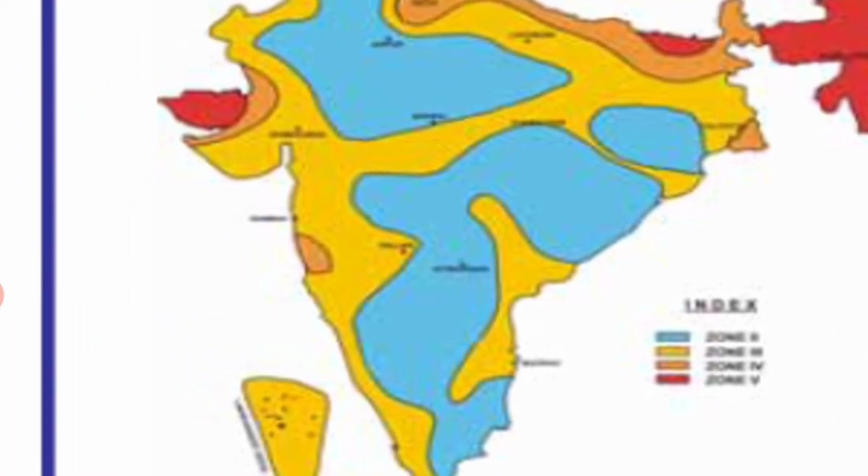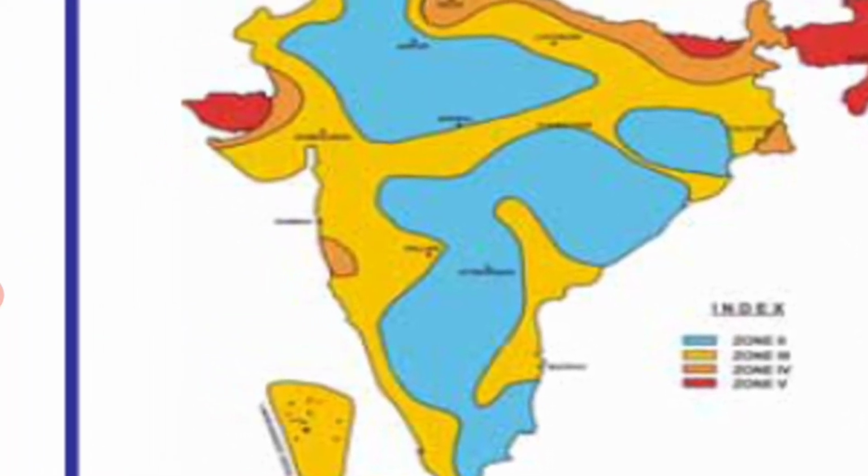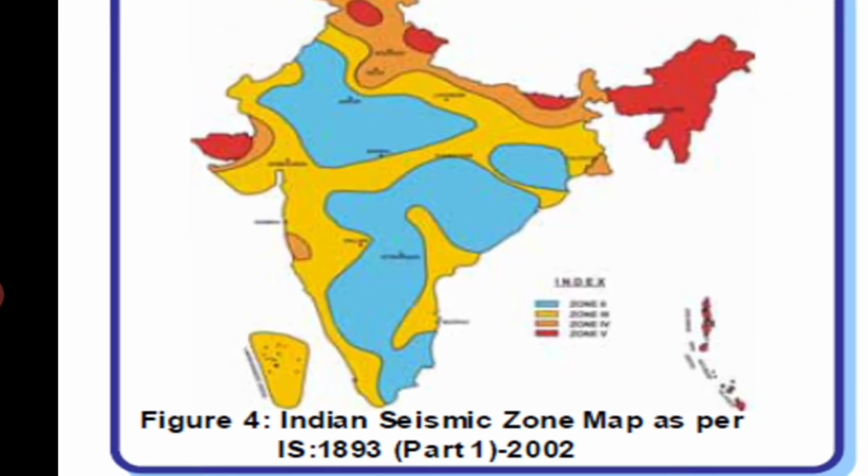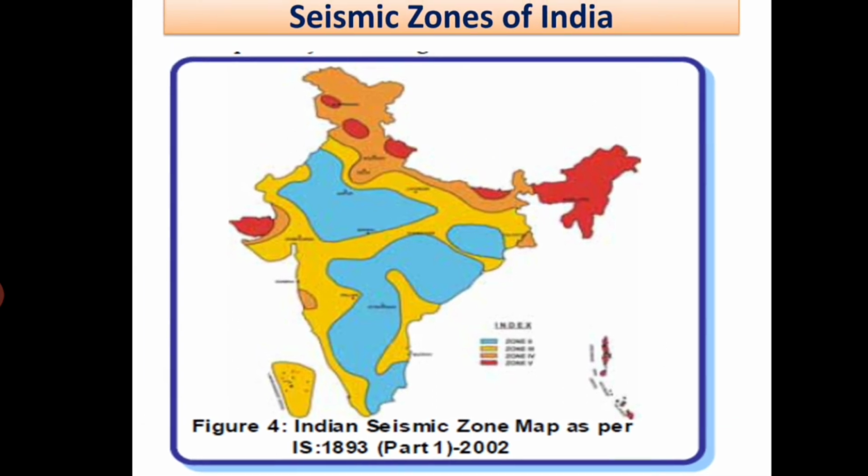Now we will see our Gujarat. There are 2 zones you can identify. Bhuj is in zone 5, and the rest near Bhuj is zone 4. If we move to the Saurashtra region at the coastal border, it is in zone 3. Similarly, in India a few areas are in zone 5: in Gujarat it is Bhuj, and on the upper side Himachal and Nepal. These are the zone mappings done by IS 1893.